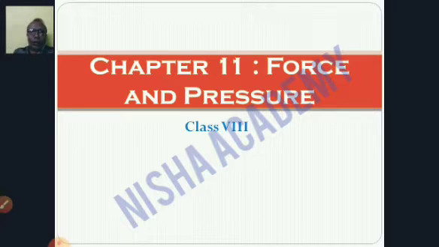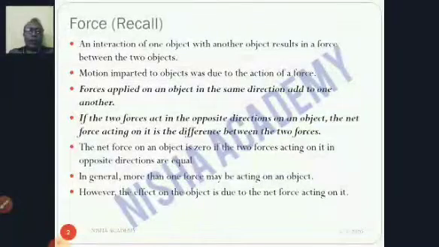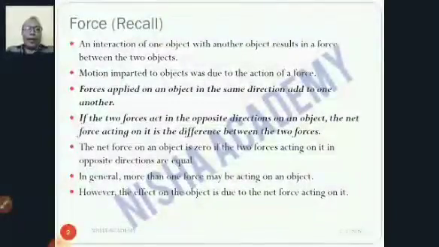Let us recall what we had learned in force. An interaction of one object with another object results in a force between the two objects. When we apply force, motion is imparted to objects due to the action of force. We had already studied that forces applied on an object in the same direction are added to one another.